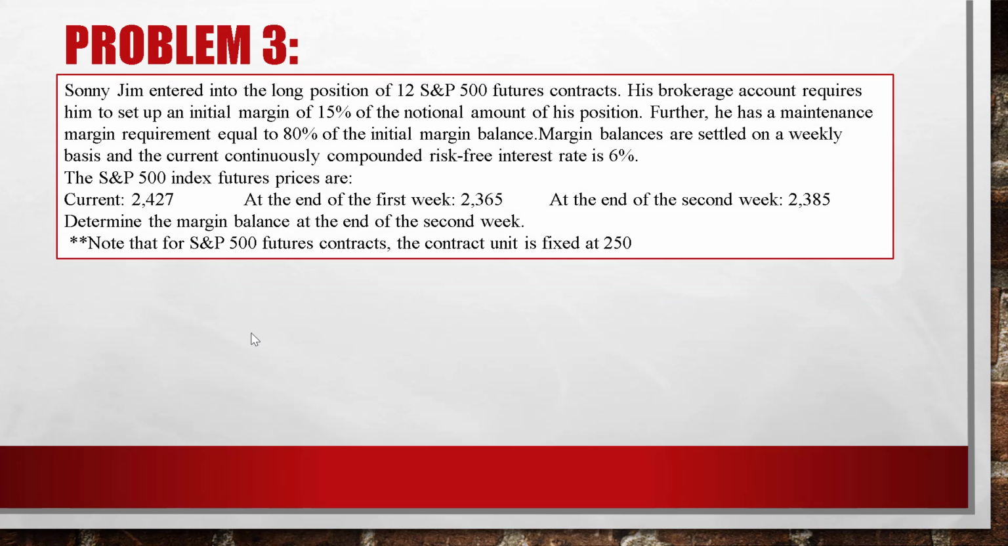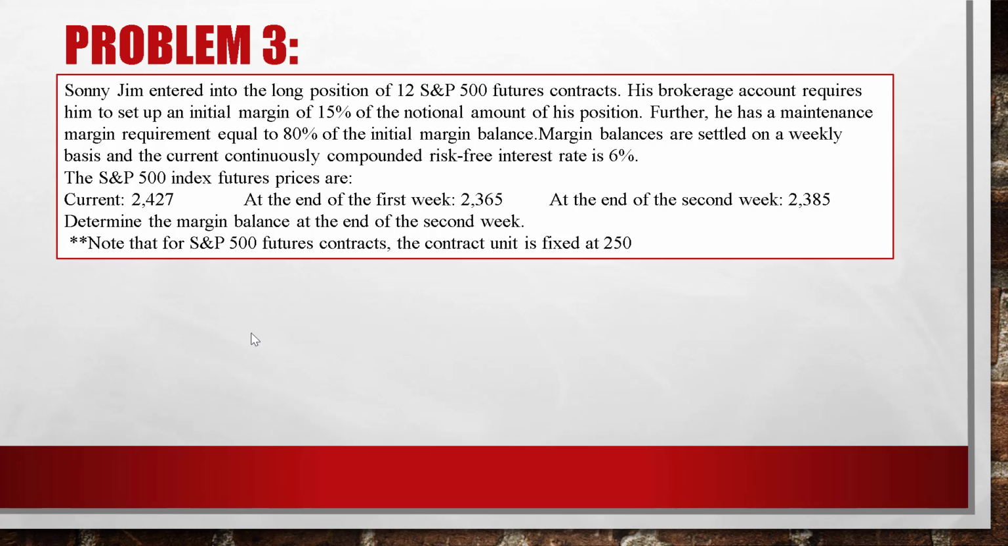Problem 3. Sonny Jim entered into a long position of 12 contracts of S&P 500 futures. His brokerage account requires him to set up an initial margin of 15% of the notional amount of his position. Further, he has a maintenance margin requirement equal to 80% of the initial margin balance. Margin balance is settled on a weekly basis, and the current continuously compounded risk-free interest rate is 6%.